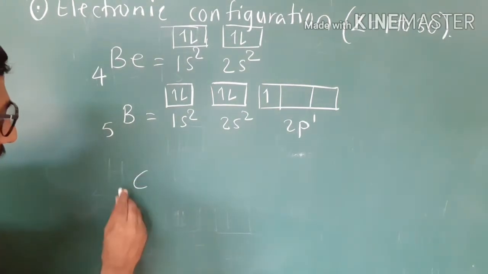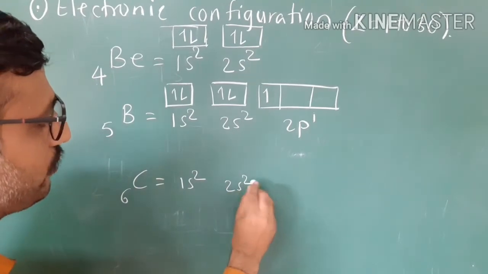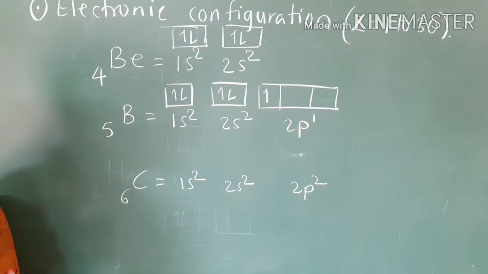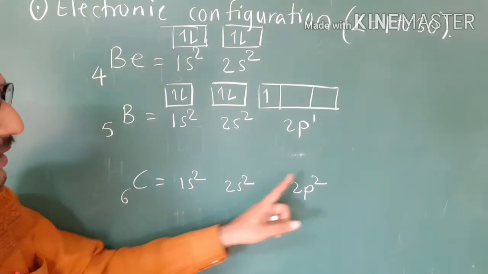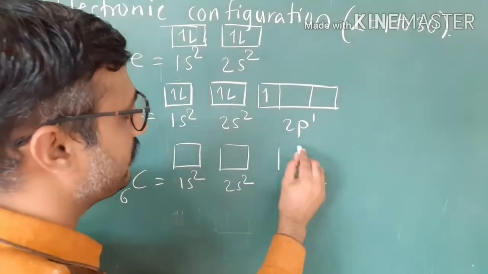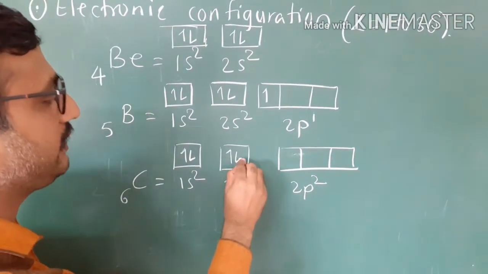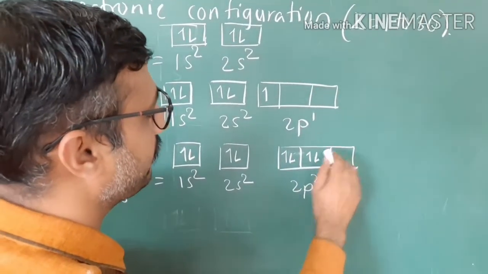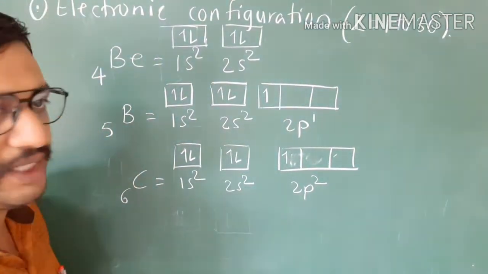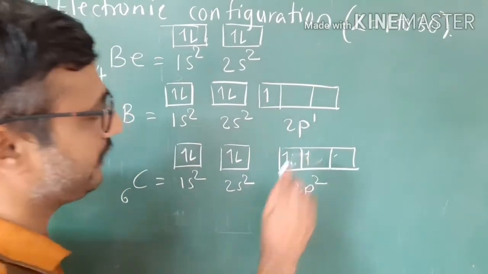Then there is carbon, atomic number 6. Its electronic configuration is 1s2, 2s2 and 2p2. In this way these electrons are distributed. The superscript number is the number of electrons. The s orbitals of the first and second shell can accommodate a maximum of 2 electrons, and then 2p2. As per Hund's rule, the first electron is in the first orbital, and the second electron is in the second orbital.